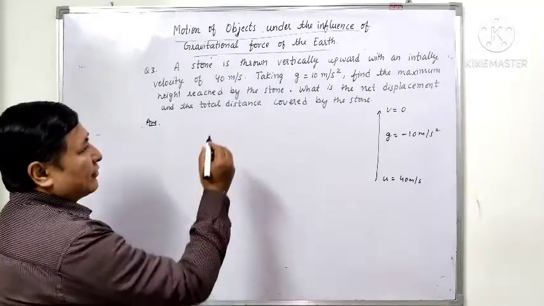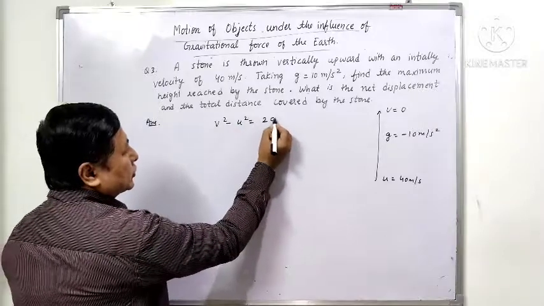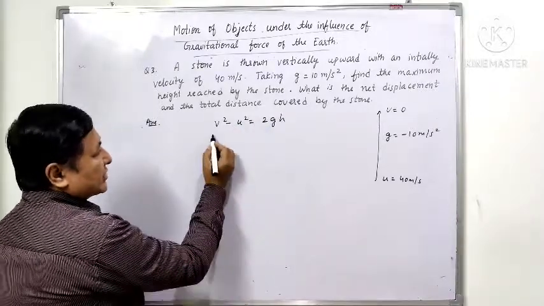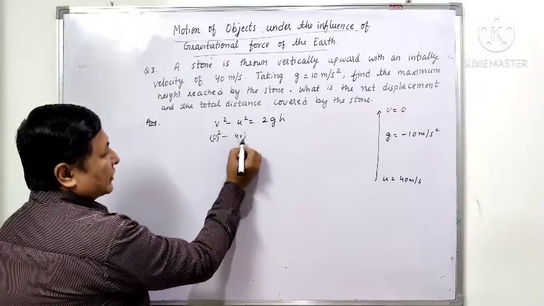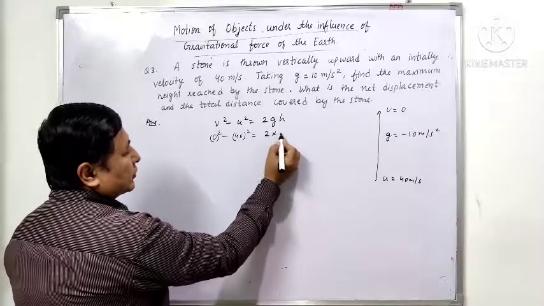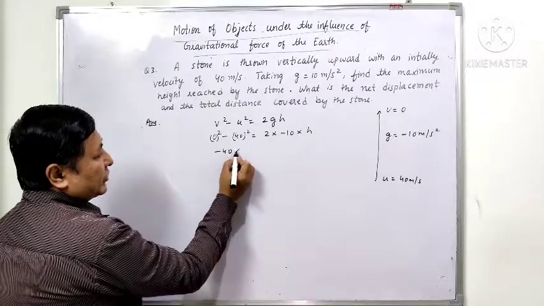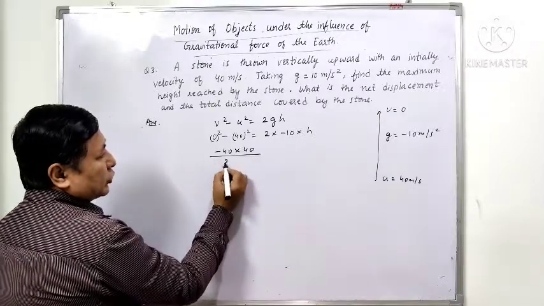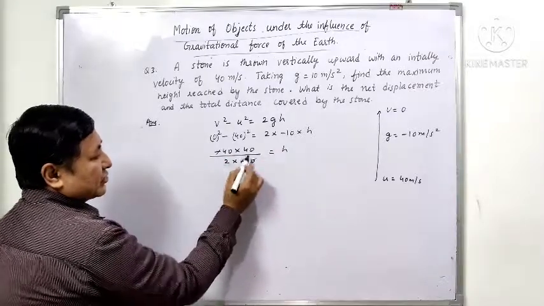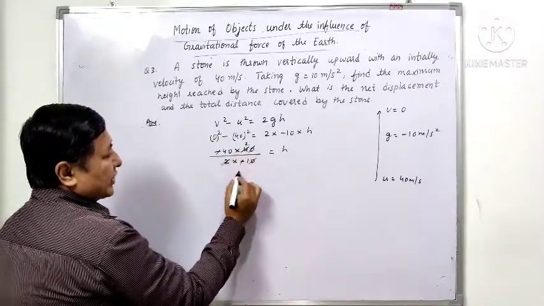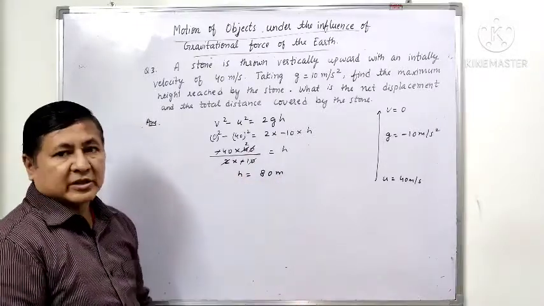So first we will find the maximum height. V square minus u square equals 2gh. V is 0, square minus u square, that is 40 square, is equal to 2 into minus 10 into h. So we'll solve this. Minus 40 into 40 upon 2 into minus 10 is equal to h. This minus and minus will cancel, 0 will cancel, this will become 2. So h is equal to 80 meter. So the maximum height reached by the stone is 80 meter.